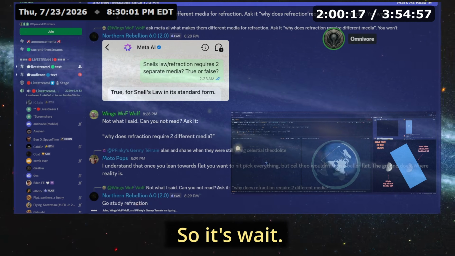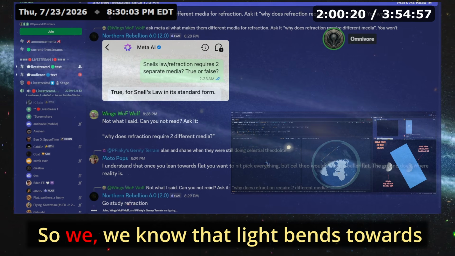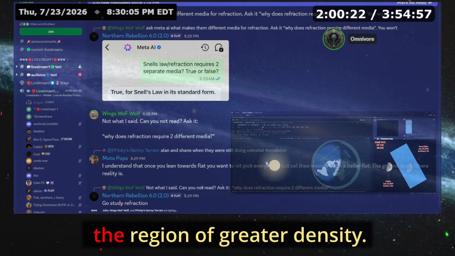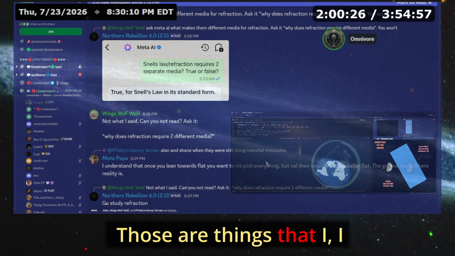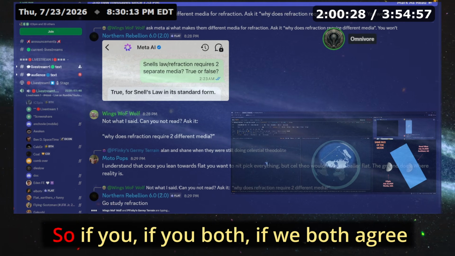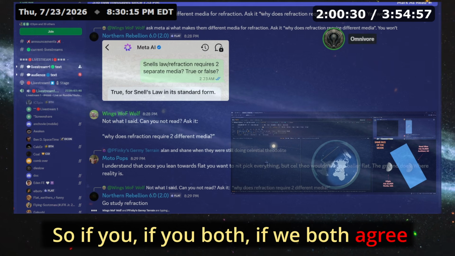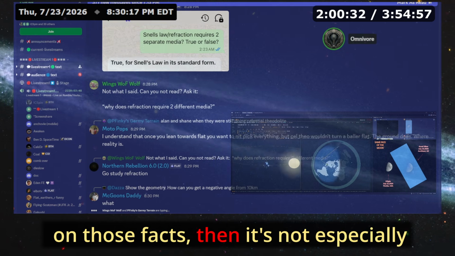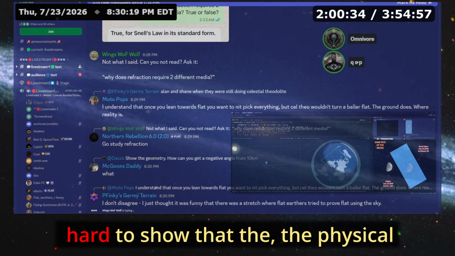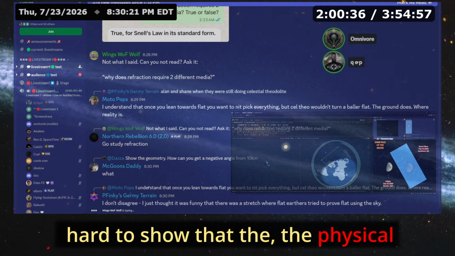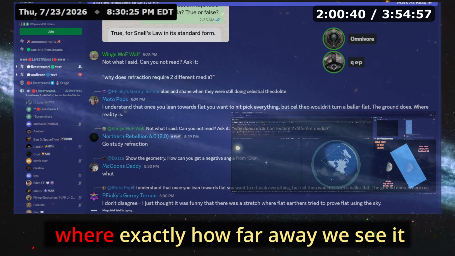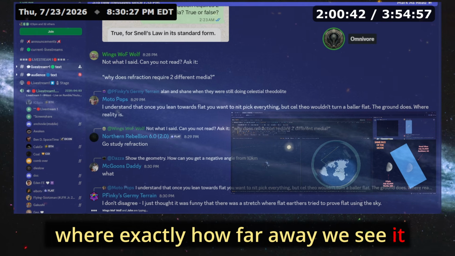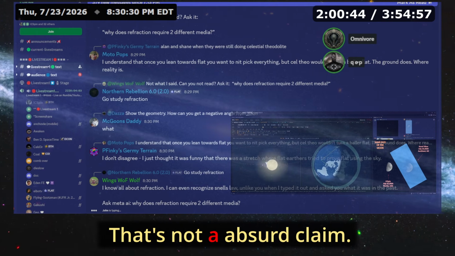So that's not true. We know that light bends towards a region of greater density. We know that the atmosphere is a gradient. Those are things that I would hope we both agree on. So if we both agree on those facts, then it's not especially hard to show that the physical horizon of the globe is what we see, but how far away we see it would be based on refraction. That's not an absurd claim.